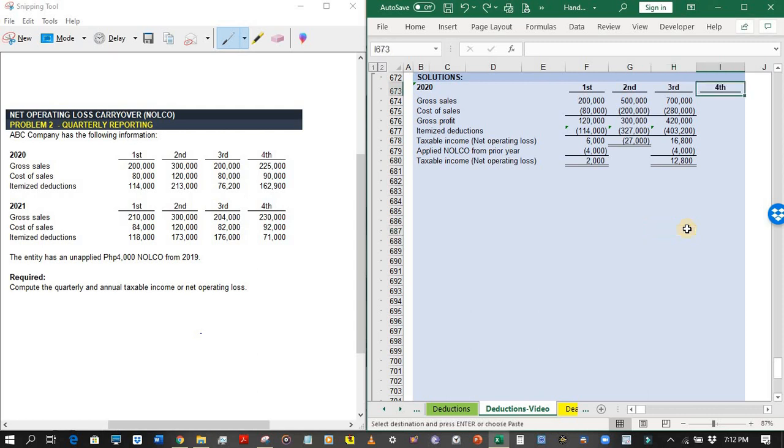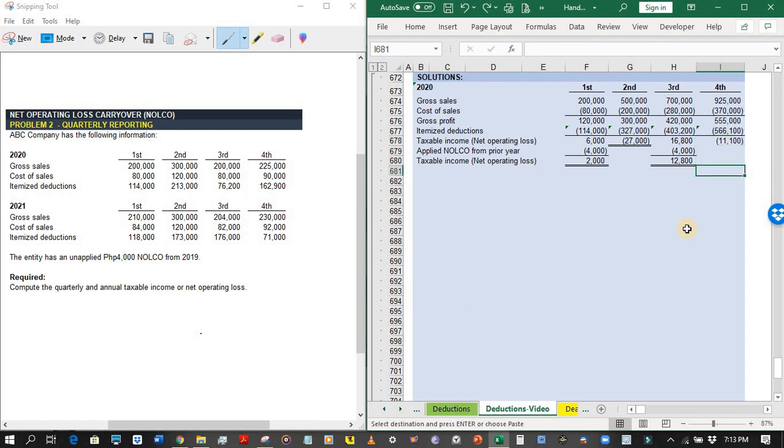So let's start with the gross sales. So the gross sales for the 12-month period is 925,000 pesos. Then the cost of sales for 12 months is 370,000 pesos. Then the gross profit for the year is 555,000 pesos. Then the itemized deductions for the year is 566,100. And we have a net operating loss of 11,100 pesos. So this is the final net operating loss for the year.